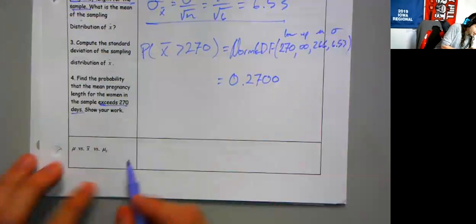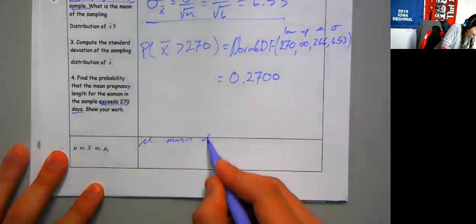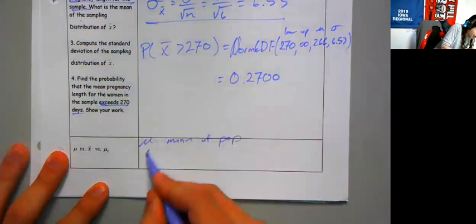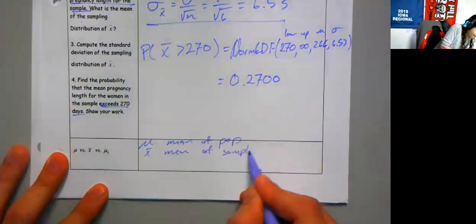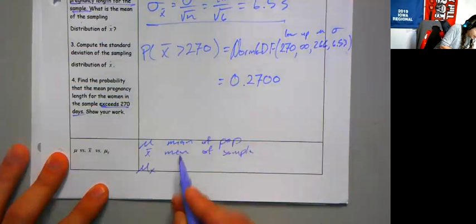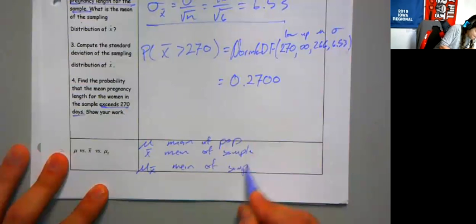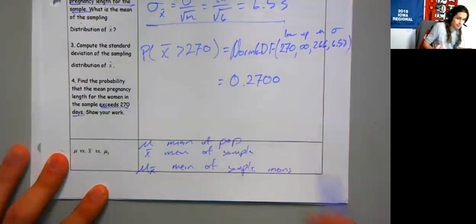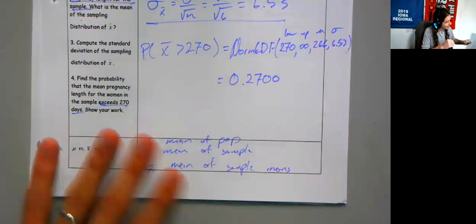Yeah, so mu, X bar, and mu of X bar, make sure you know what these are. Mu is the mean of the population. X bar is the mean of the sample. And mu of X bar is the mean of the sample means. So, make sure we know those differences. There's a lot of vocabulary here.